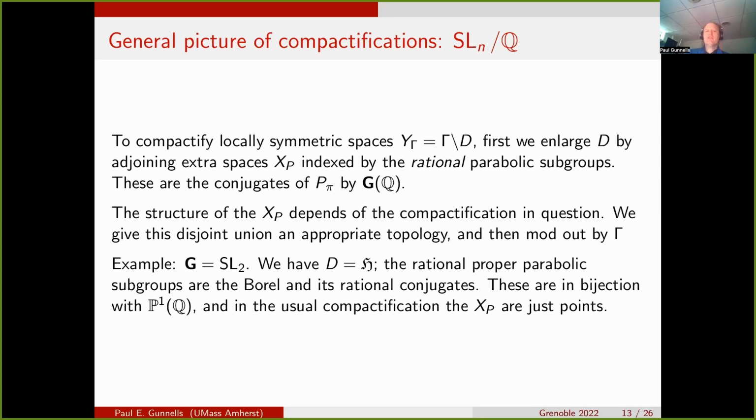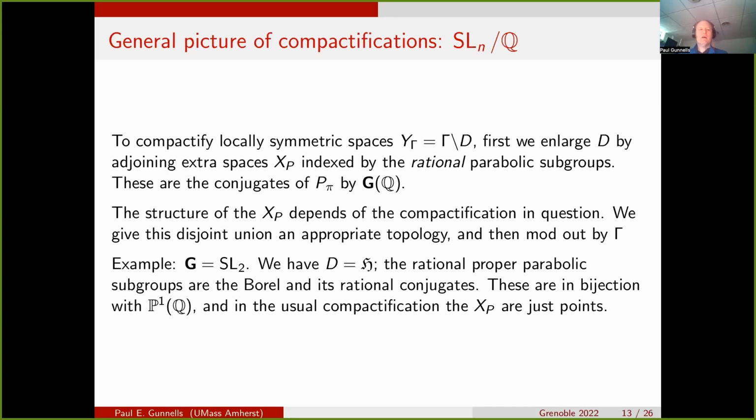All right. Now the structure of what these spaces XP are depends on which compactification we're doing. If we're doing the Borel-Serre, it's going to be one thing. If we're doing reductive Borel-Serre, it's going to be something else. But the yoga is that the spaces are indexed by rational parabolic subgroups, and what we take for those spaces is going to be built out of the internal structure of those subgroups. What we do with them depends on what we're trying to accomplish, what space we're trying to make.